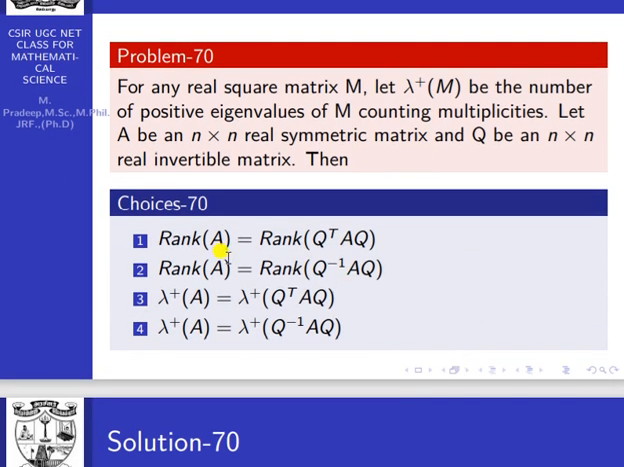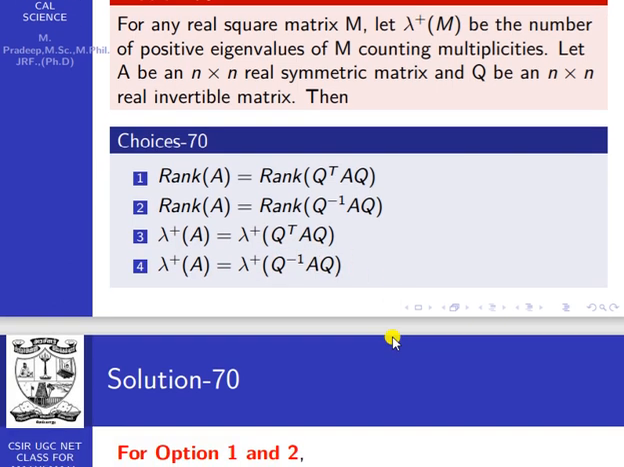The first one, rank of A equal to rank of Q transpose AQ. Rank of A equal to rank of Q inverse AQ. Number of positive eigenvalues of A equal to number of positive eigenvalues of Q transpose AQ. Number of positive eigenvalues of A equal to number of positive eigenvalues of Q inverse AQ.